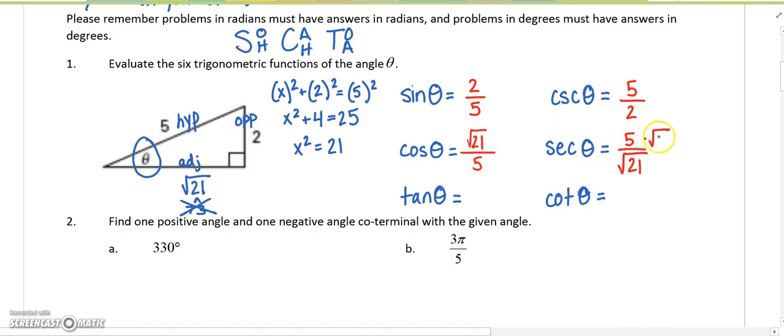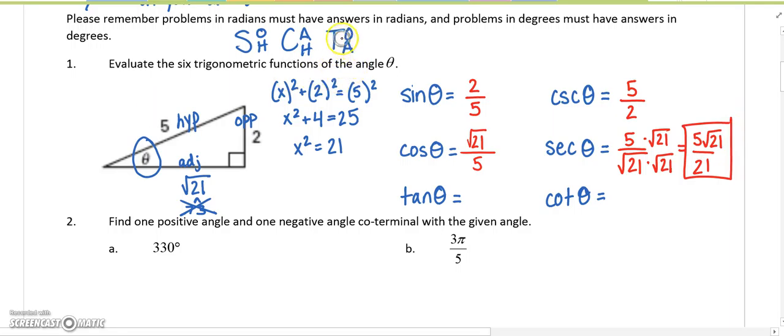Now, you do have to rationalize, so I'm going to do that real quick. Alright, use your calculator if you need to for this denominator, because it should come out nicely, that's the point. Alright, root 21 times itself is just 21, and on top we have 5 root 21. So 5 root 21 divided by 21.